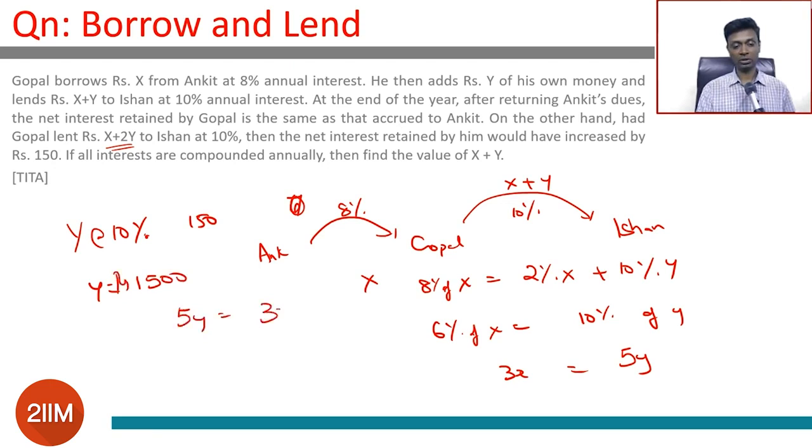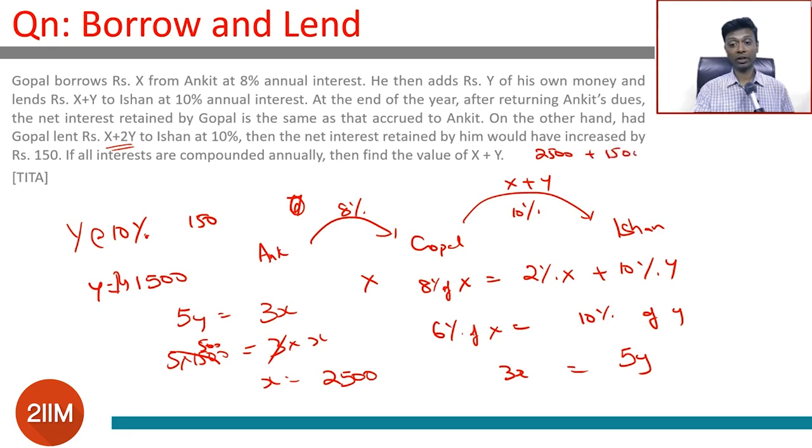5y equals 3x. 5 into 1500 is 3 into x. X is 5 into 500, 2500. Find the value of x plus y, that is 2500 rupees plus 1500 rupees, which is 4000.